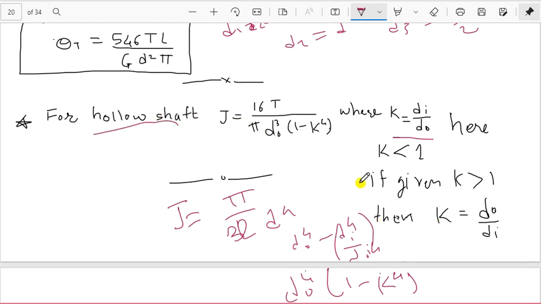In case it is given that the value of k is greater than 1, then we should consider k as equal to dO by di instead of di by dO.